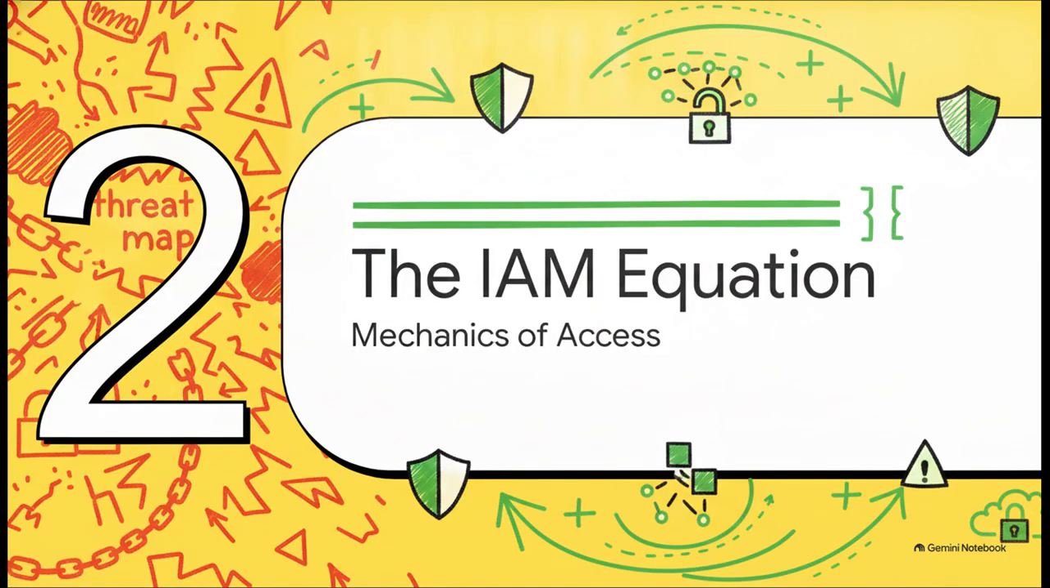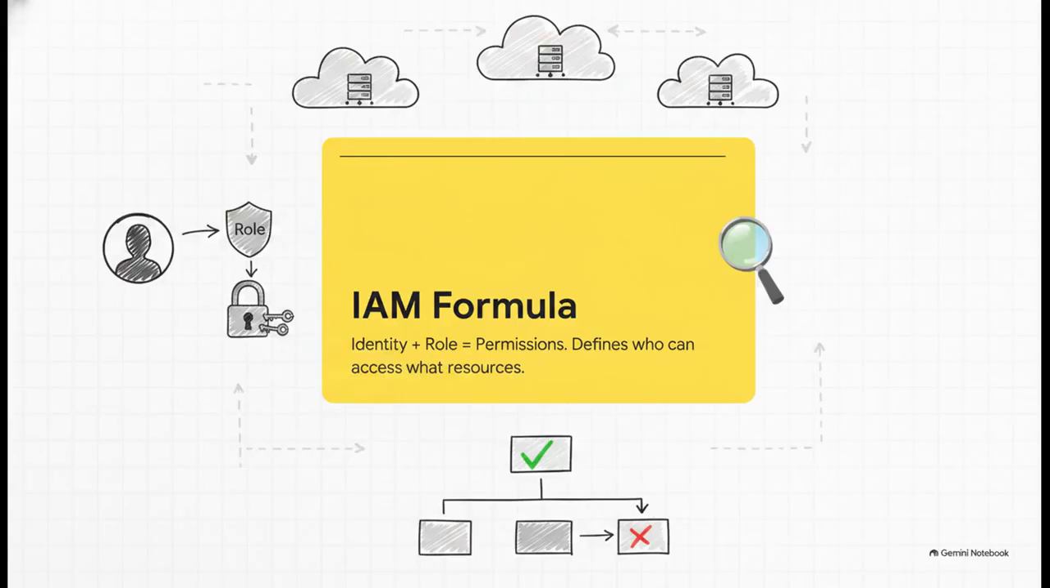Moving on to Section 2, the IAM equation, the mechanics of access. So, Identity and Access Management, or IAM, is what dictates exactly who can touch what resources in Google Cloud. But here's the real secret to mastering it. IAM isn't just a simple on-off switch, it's an evaluative formula. That formula is identity plus role equals permissions. You literally never just hand an identity raw access. You always combine an identity with a role to grant highly specific, scoped permissions.